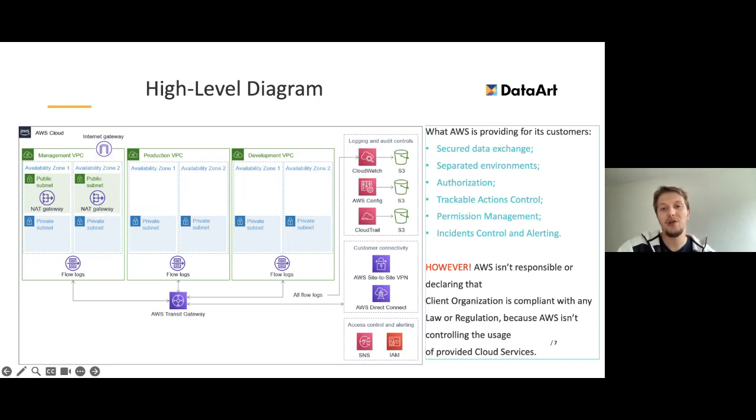So what AWS provides for its customers out of the box are secure data exchange, separated environments, authorization, trackable actions control, permission management, and incident control and alerting. However, AWS, like other cloud providers, is not responsible for or declaring that a client organization is compliant with any law or regulation, because AWS isn't controlling the usage of provided cloud services. So that's why you need to do it yourself, and you always want to have people who understand it, and architects and consultants who will take care that your organization is compliant.